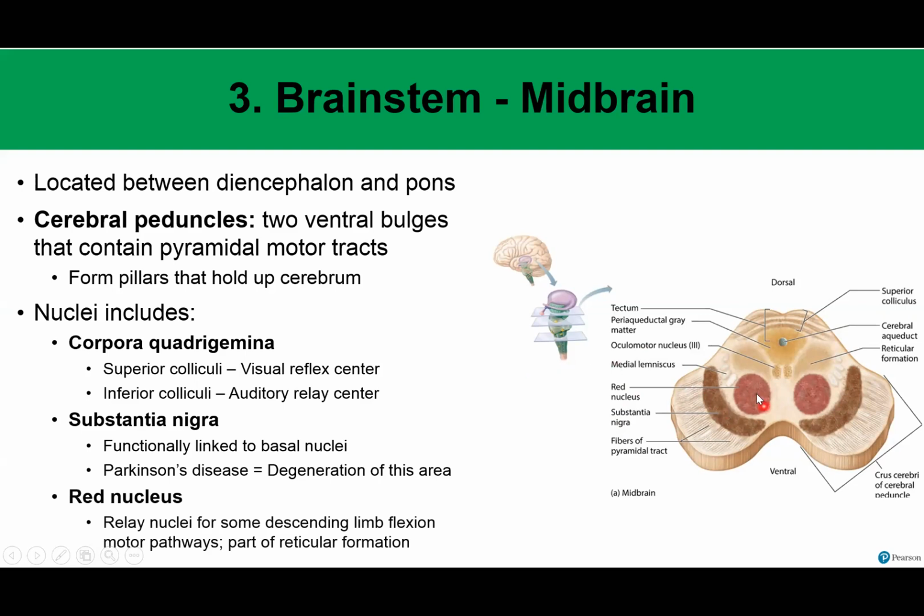Additionally, the midbrain also has these, they're called red nucleus because they appear red, but these basically are a relay center for some flexion motor pathways, and they also make up part of the reticular formation, which we're going to talk about in a second.